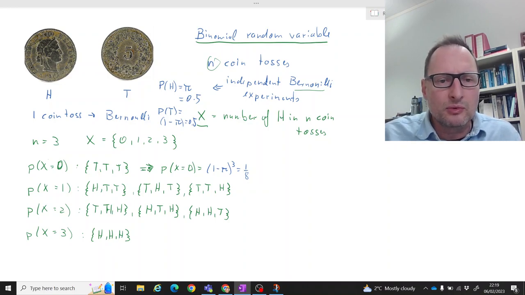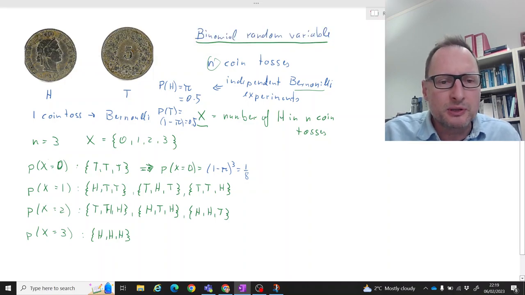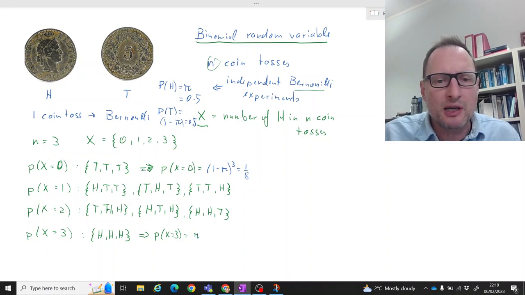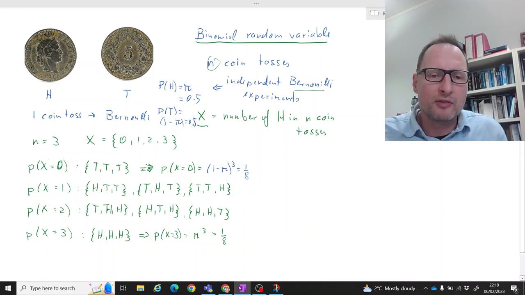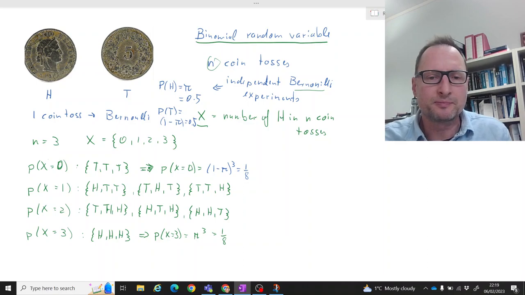So let's continue next. Let me switch to green again. For this probability here, the probability that X is equal to 3, well, it would be pi times pi times pi, or pi to the power of 3. And that is also 1 over 8, because pi is a half, so a half to the power of 3 is 1 over 8.